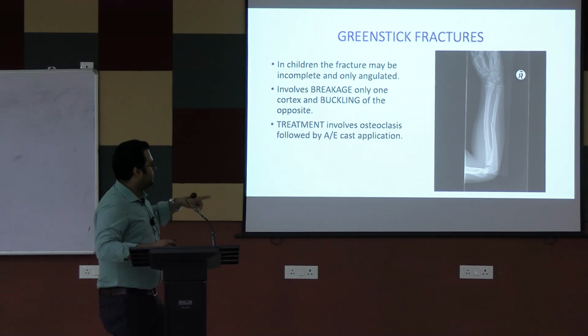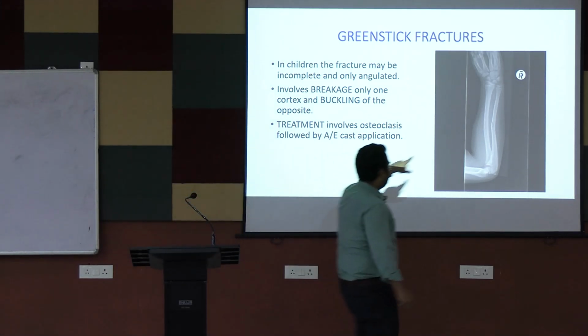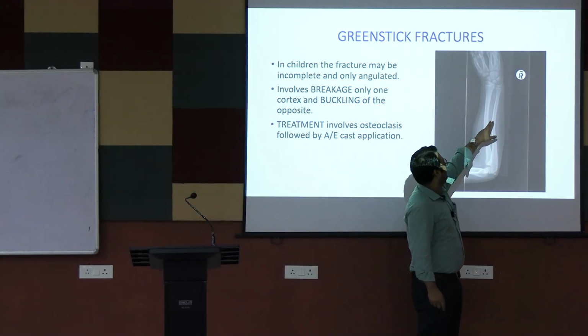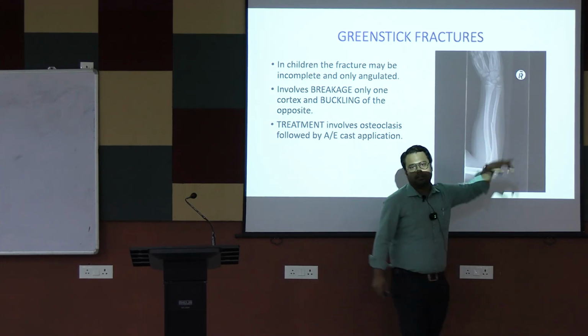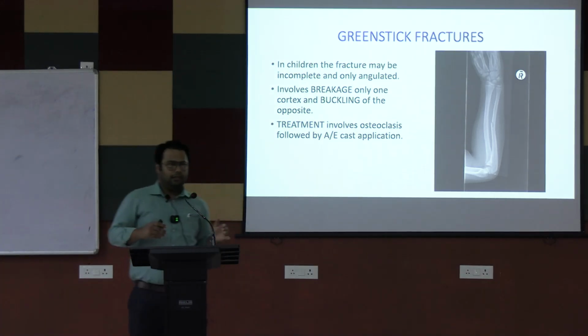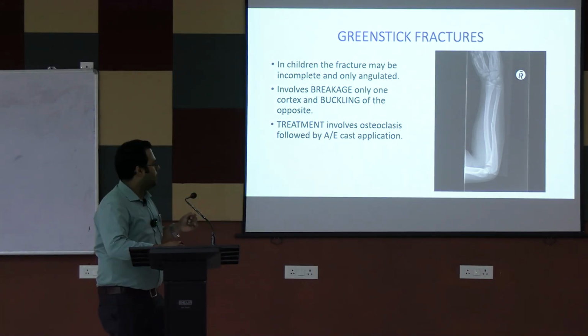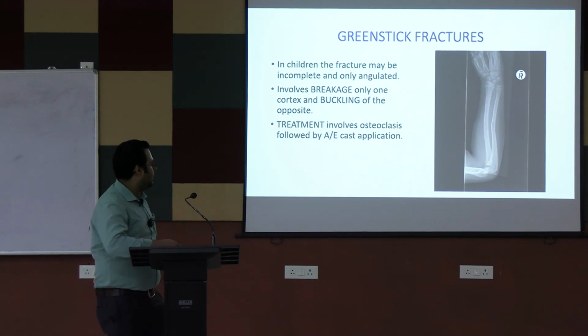Why? Because if we keep it like this, due to union, there is callus formation on this side, but this side does not form any callus. So there is an incomplete union and incomplete growth of that cortex. That causes bending of the forearm. So we need to convert it into a complete fracture and then apply a cast.